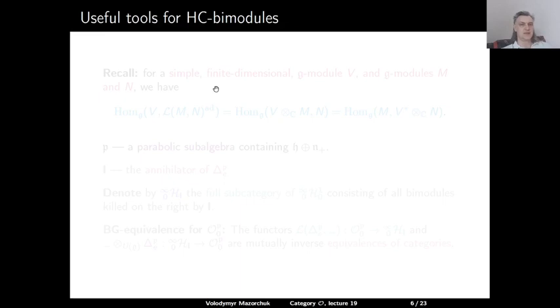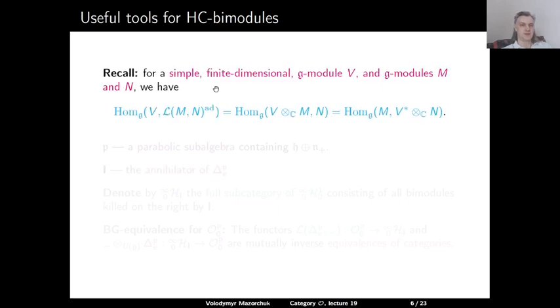Before we can discuss the proof of the theorem, let us recall some useful tools from Harish-Chandra bimodules. Recall that for a simple finite dimensional G-module V and G-modules M and N, we have the following sequence of isomorphisms.